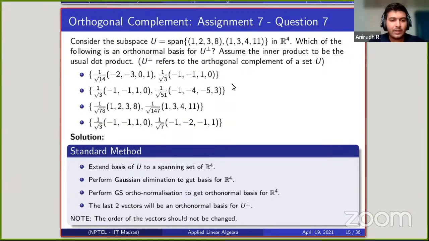And the same property also holds good for orthonormalization, where before and after orthonormalization, the span of the first i vectors remains the same. So after orthonormalization, we'll be left with 4 vectors, in which the first 2 vectors will again be an orthonormal basis for U, and the remaining 2 vectors will be the orthonormal basis for U perp. As I told, the order of the vectors should not be changed, because we are making use of the fact that span of first i rows or the first i vectors while performing orthonormalization or Gaussian elimination remains the same. That is a crucial property we are using here.